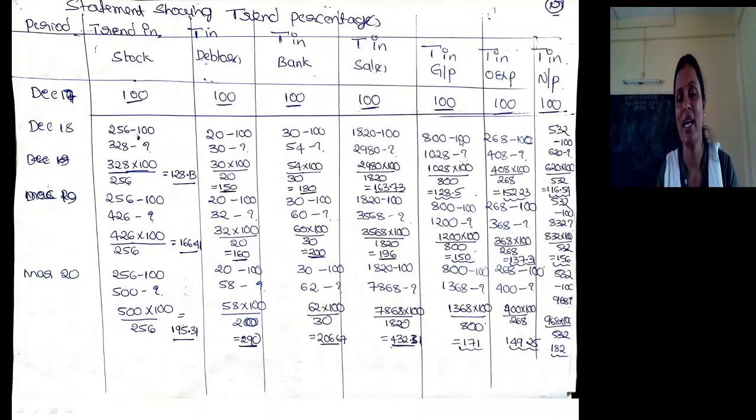Then trend in gross profit: 800 was the gross profit of 2017. What is 1028? It will become 128.5. Then 150 in case of 2019 and 171 during 2020. Trend in other expenses: it was 152 during 2018, 137 during 2019 and 149 during 2020.